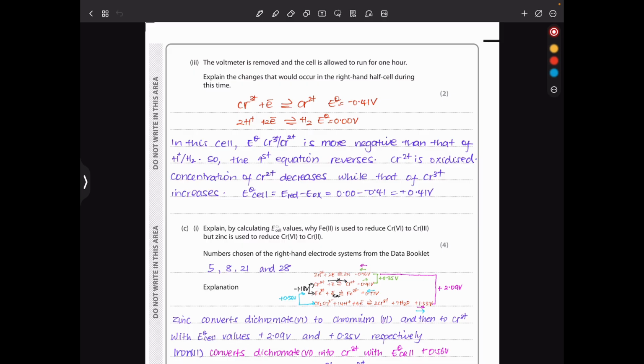Now for this case, I've written both equations here, and we see there is reduction and then there is oxidation. So I said in this cell, the E theta for the chromium half cell, you can see, is more negative than that of the hydrogen. This is going to go this way. So chromium(II) is oxidized. The concentration of chromium(II) is going to decrease while that of chromium(III) increases. And we see the E theta for that reaction being positive 0.41 volts. So it's going to proceed in that manner.